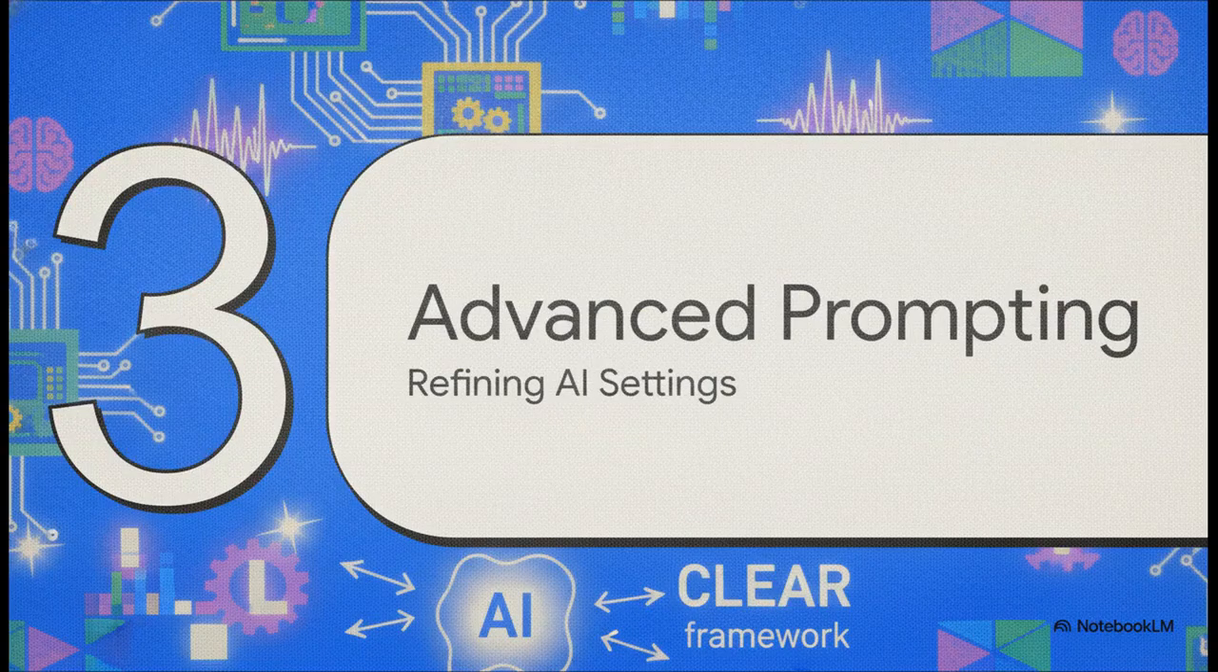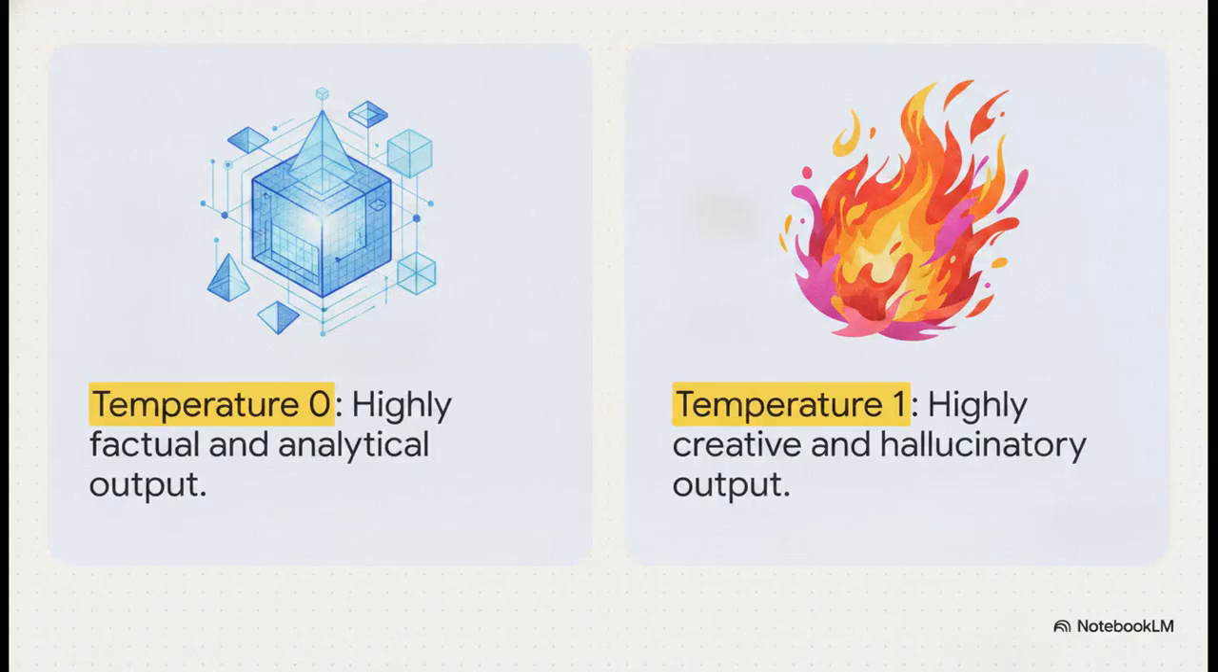Section 3, Advanced AI Prompting Techniques, Refining the Back-End Settings. Once you've got the CLEAR framework down, you can start doing some really cool stuff. You can actually dial in the AI's clinical reasoning by tweaking its back-end settings. Did you know you can control a model's temperature? Yeah, in the AI world, temperature is just a setting between 0 and 1.